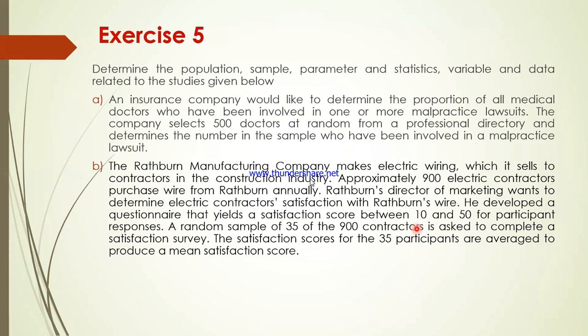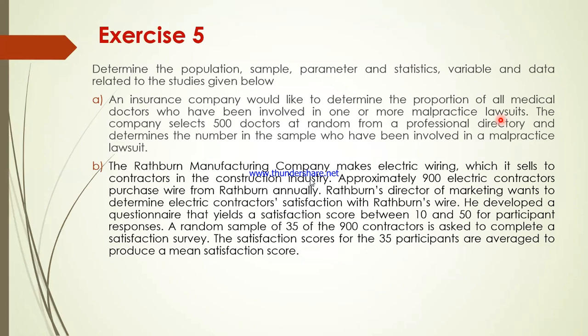Not proportion of all eligible medical doctors. No, that's wrong. This is also a proportion, but we cannot take it as an appropriate answer. Clearly we have to define which proportion we are considering. Look at the first line: an insurance company would like to determine the proportion of all medical doctors who have been involved in one or more malpractice lawsuits. This is the appropriate measure.